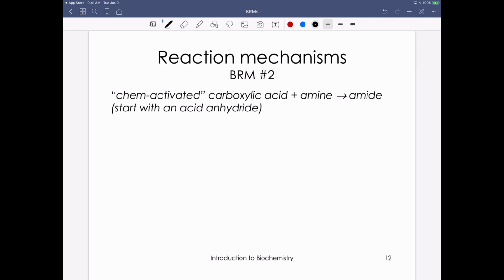For our second reaction mechanism, we finally were able to do what we wanted to do in reaction mechanism 1, which is to convert a carboxylic acid and an amine to an amide, but we're only able to do so when we chemically activate the carboxylic acid by converting it into an acid anhydride.